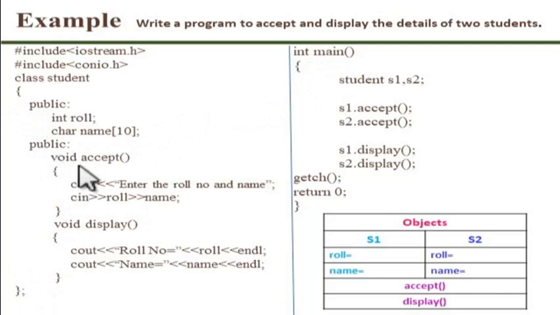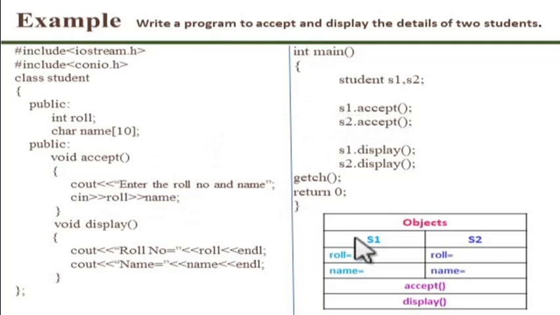In the accept function, the user will enter the roll number and name and it is stored in the member variables. Similarly, the display function is used to display the roll number and name. Now in the main function, two objects are created, that is s1 and s2. s1.accept means the accept function is called for accepting the roll number and name for the s1 object.